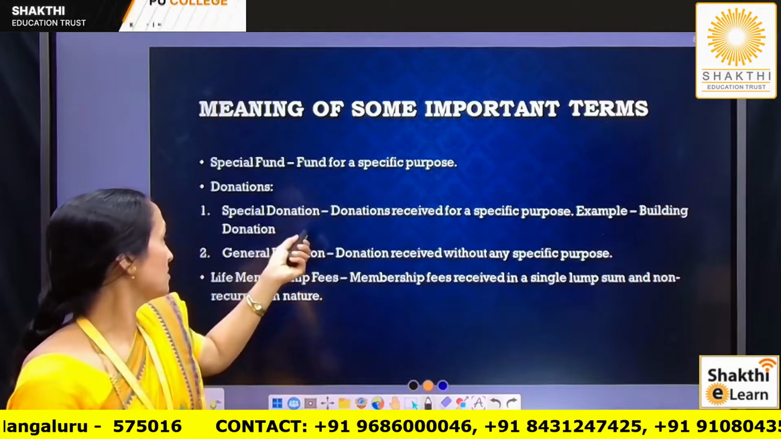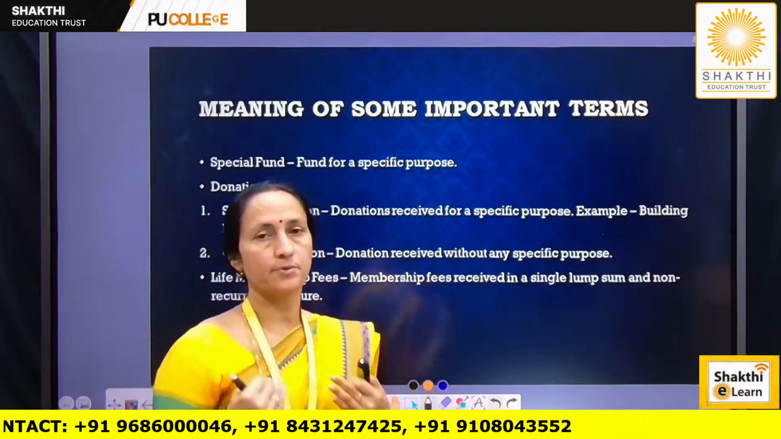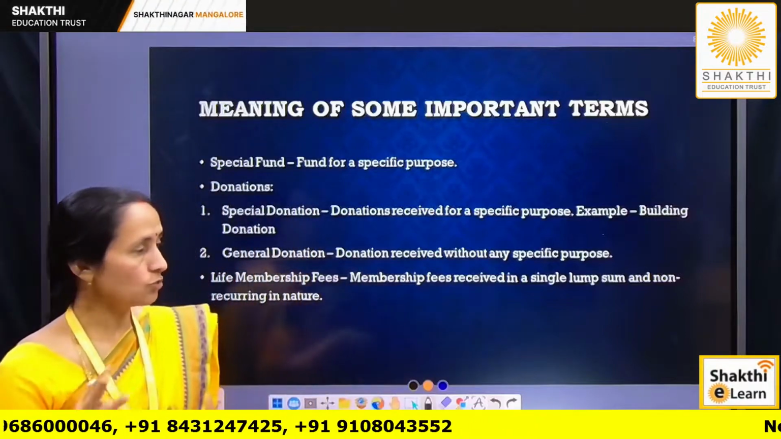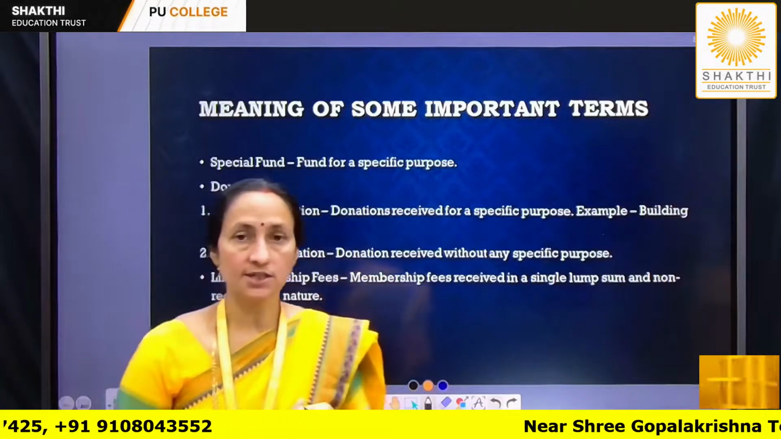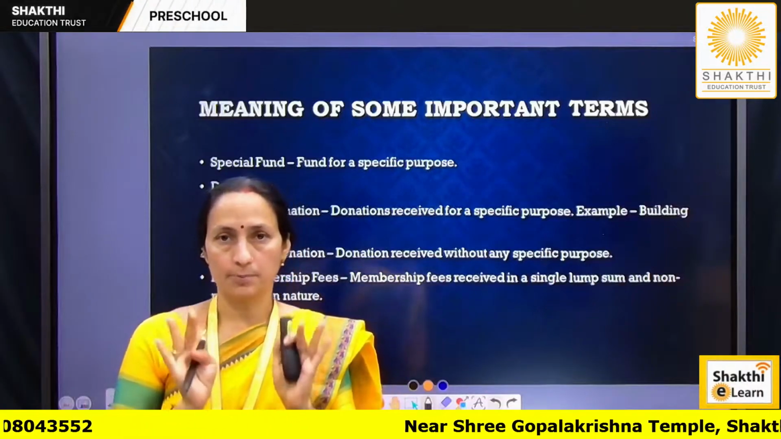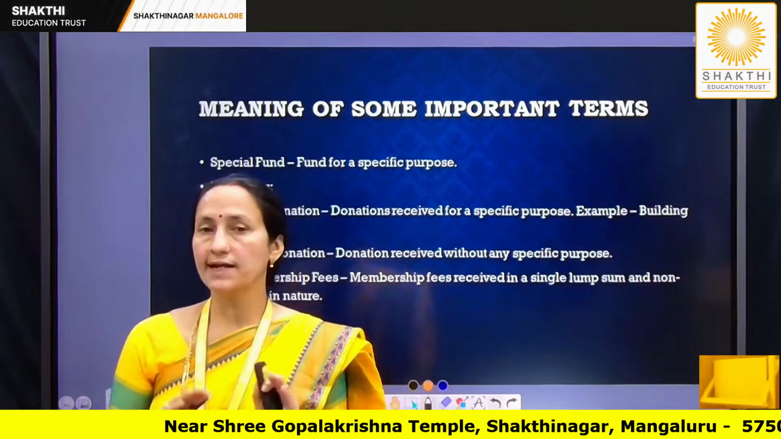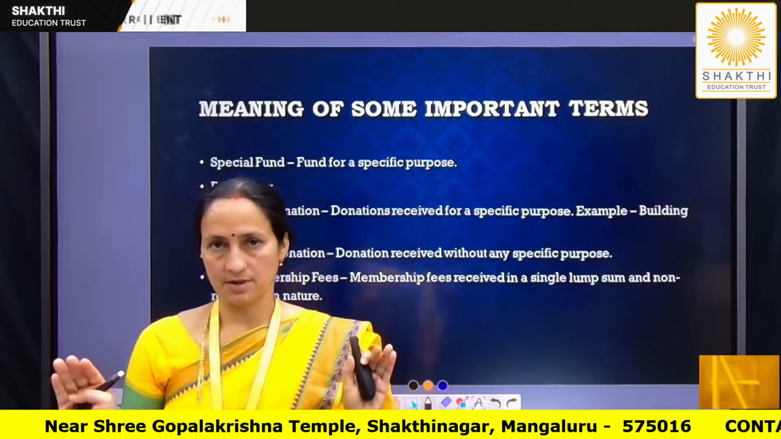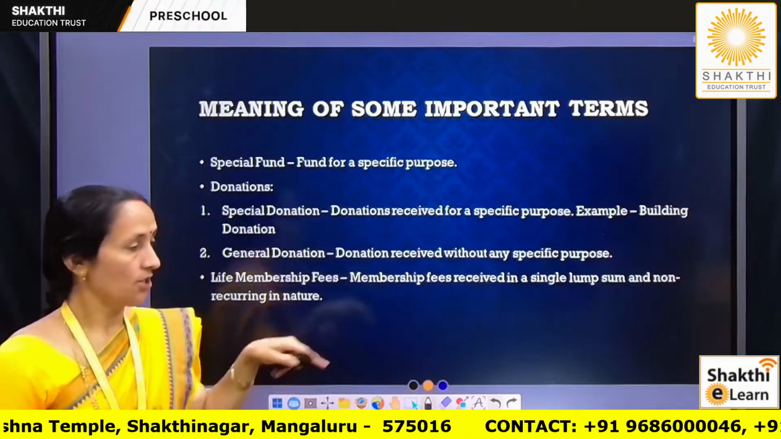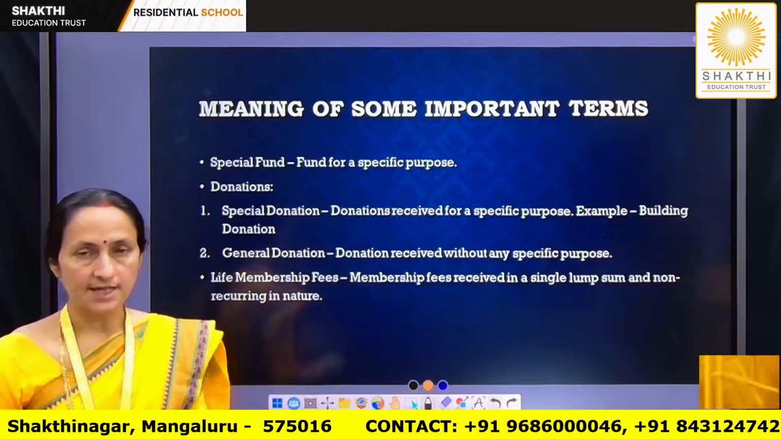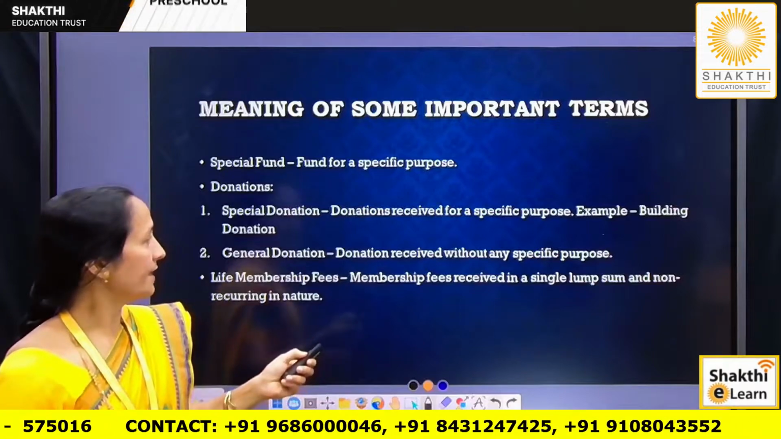Now donation. You know donation? The amount or fund contributed by people. That is donation. There are two types of donation, special donation and general donation. Special donation is donation for a particular purpose. General means they will not tell for what purpose; that could be utilized for whatever may be the reason. So general donation is a revenue receipt. Special donation is a capital receipt and will go to the balance sheet liability side.